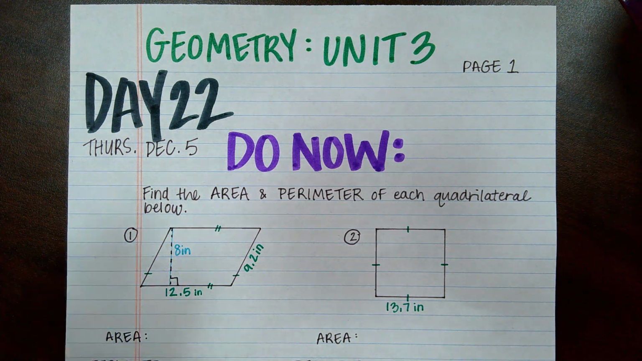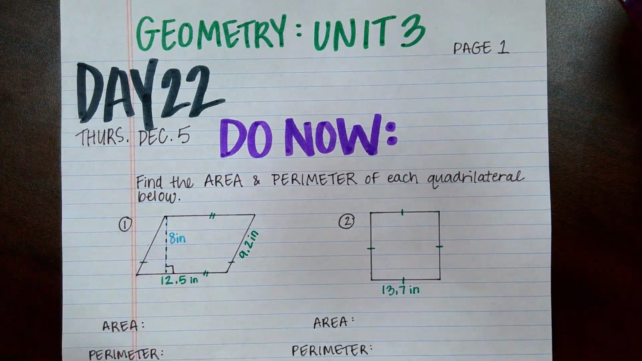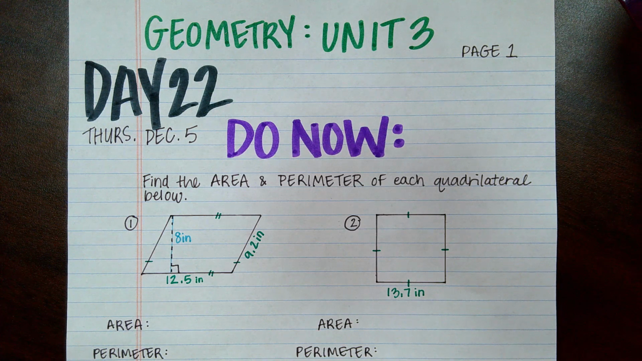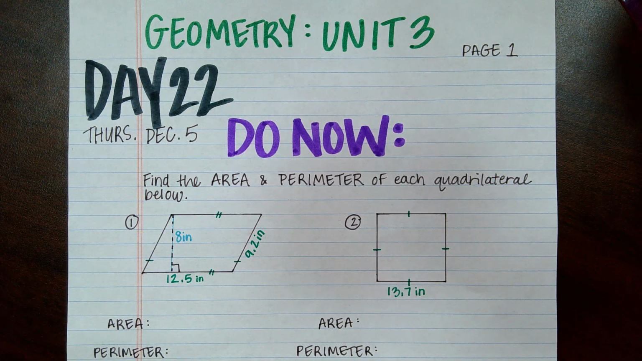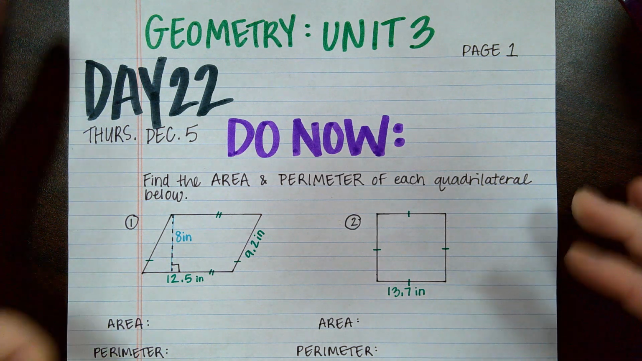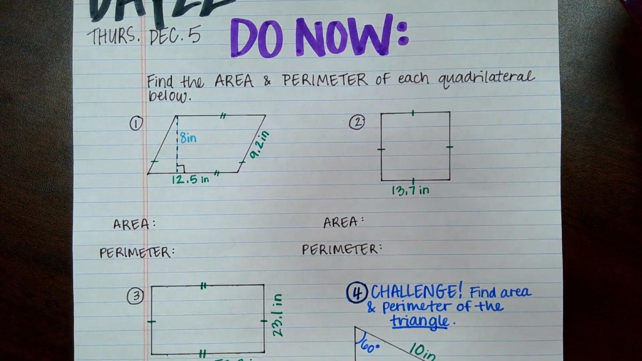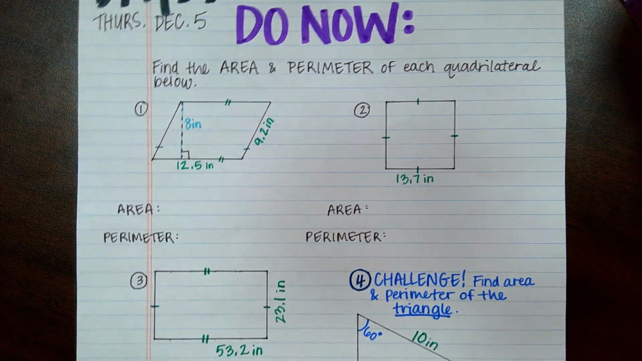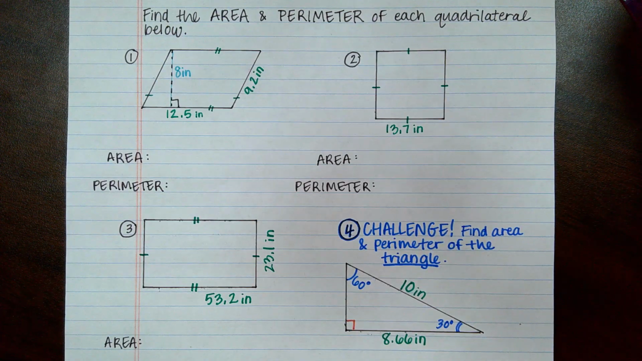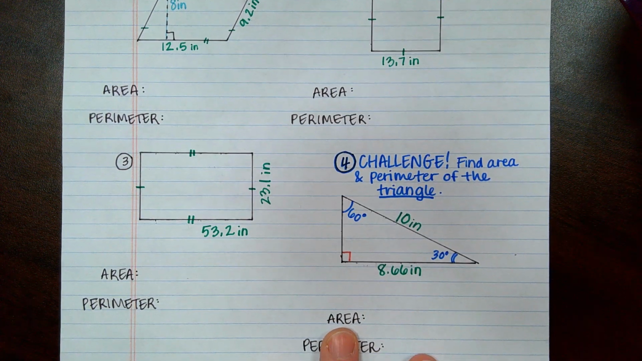Okay, it is day 22. We are on unit 3 in geometry, and we've been learning about quadrilaterals and finding area and perimeter. We've looked a little bit at angles as well, but today for your do now, you are going to be finding the area and the perimeter for each quadrilateral below. And I put a challenge question on here.